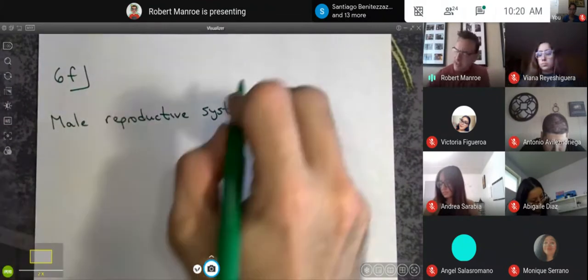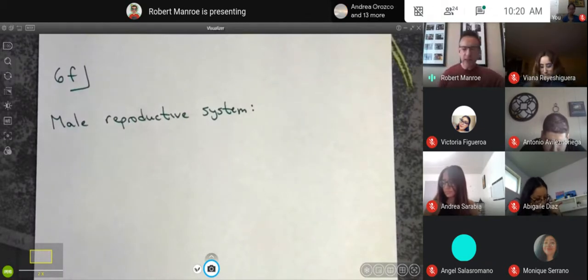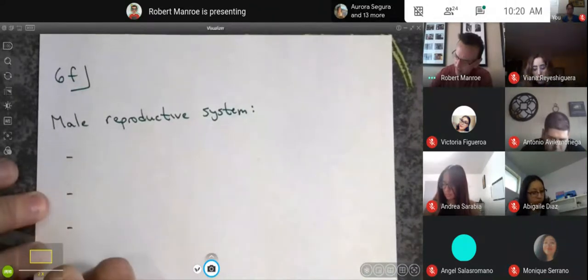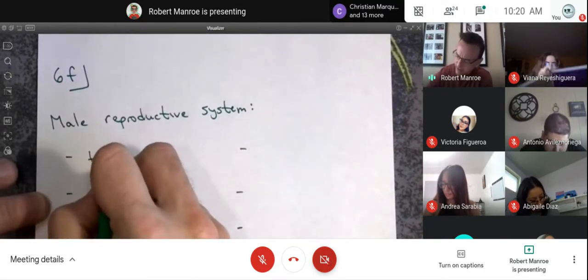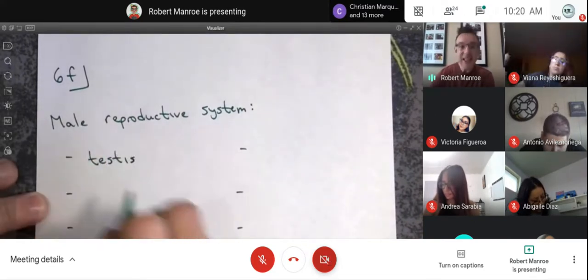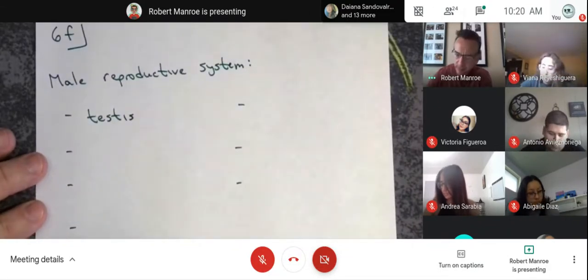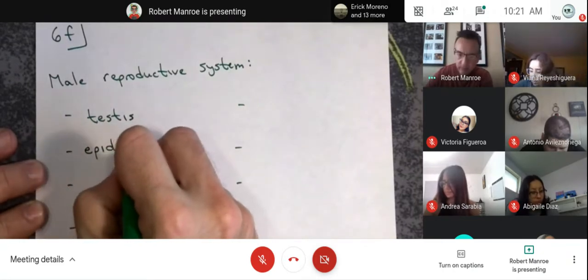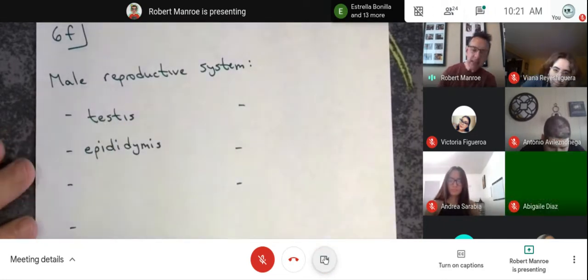Okay. And there's going to be 7 structures here. For the female, there's 6, and for the male, there are 7. So 1, 2, 3, 4, 5, 6, and 7. So the testes or the testicles. Then there's the epididymis. I should slide that up. Sorry about that. E-P-I-D-I-D-Y-M-I-S. That's pronounced epididymis.